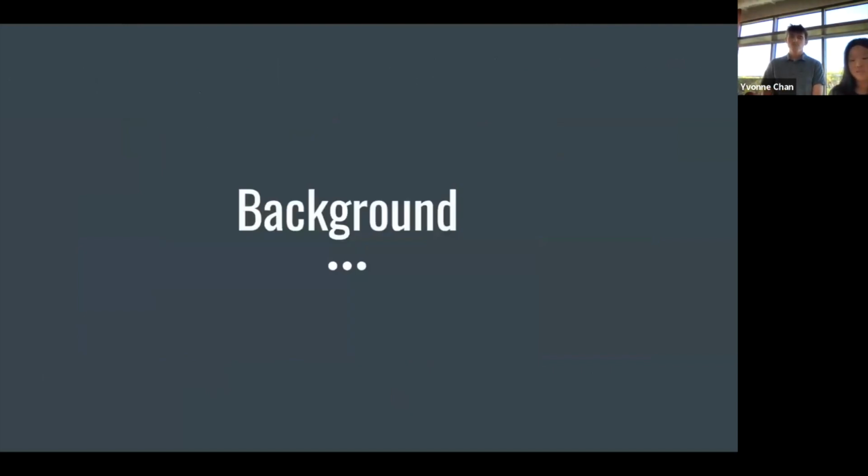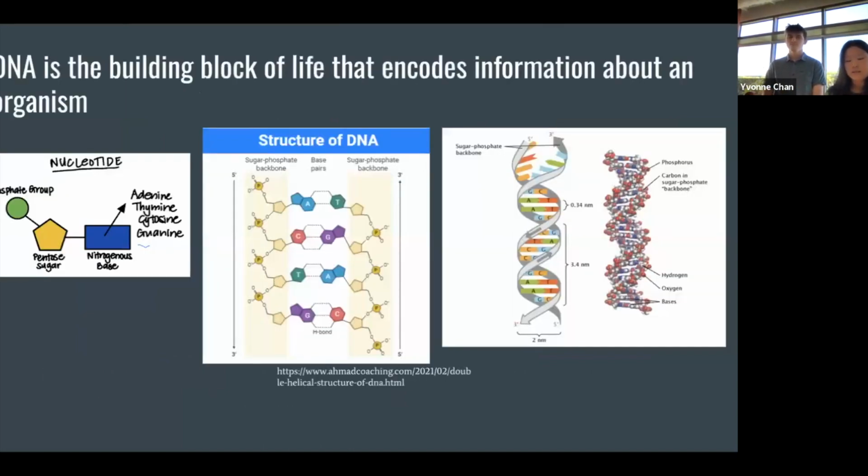So we're going to start off with a little bit of basic information or background to help understand what our project aims to do and some fundamental ideas. DNA is the building block of life, which encodes information about an organism. For a quick review, it's made up of nucleotides that each have a phosphate group, a sugar, and a nitrogenous base, which is either adenine, thymine, cytosine, or guanine. These nucleotides then pair up to form DNA, A with T and C with G, in long strands. Two sets of these long strands then pair up to form double helixes, the figure we commonly recognize as DNA.